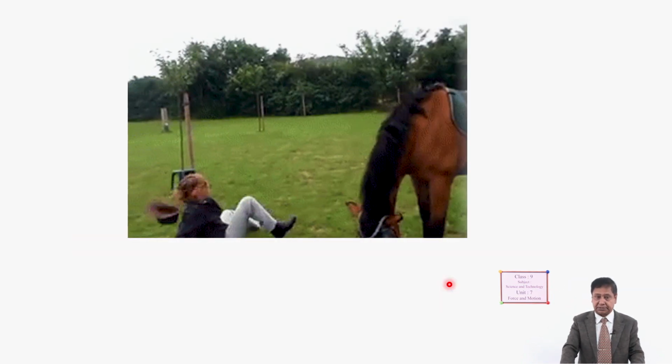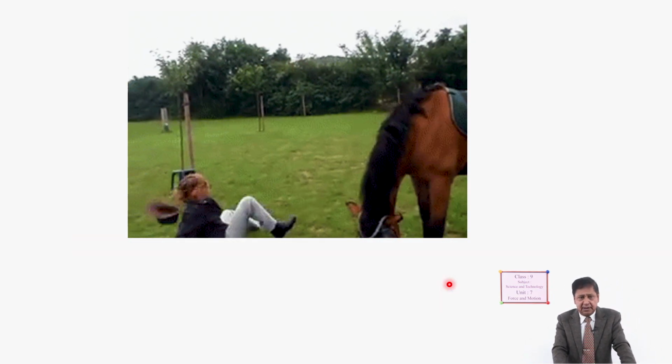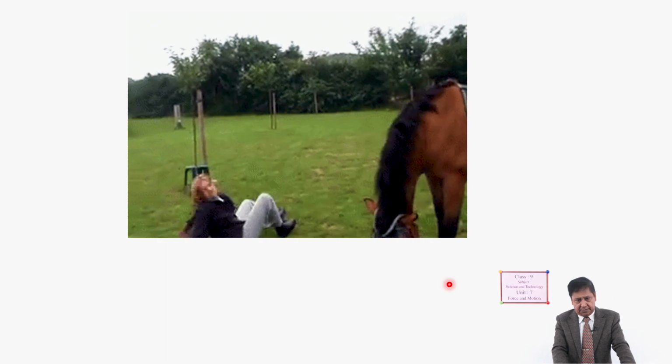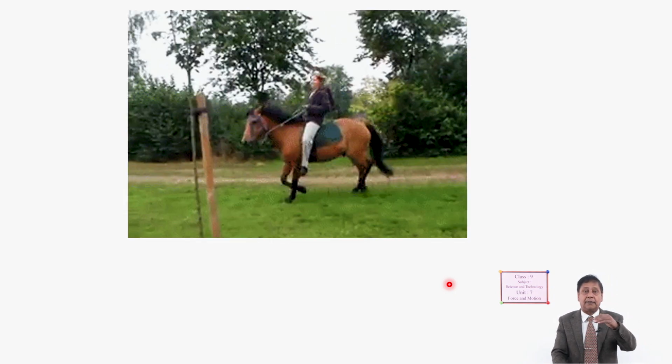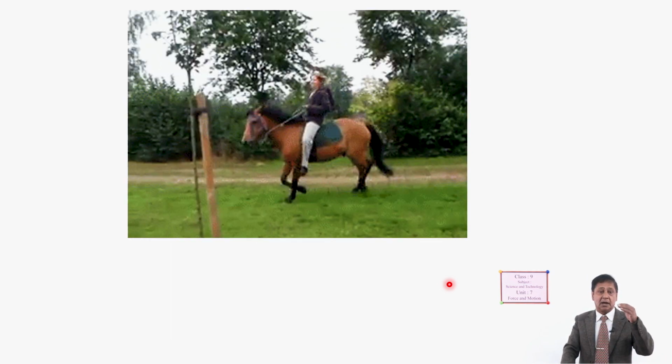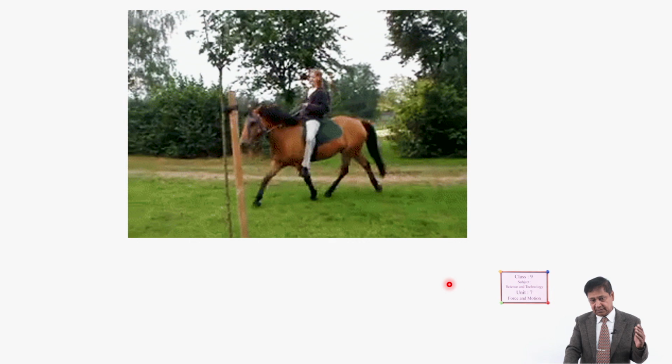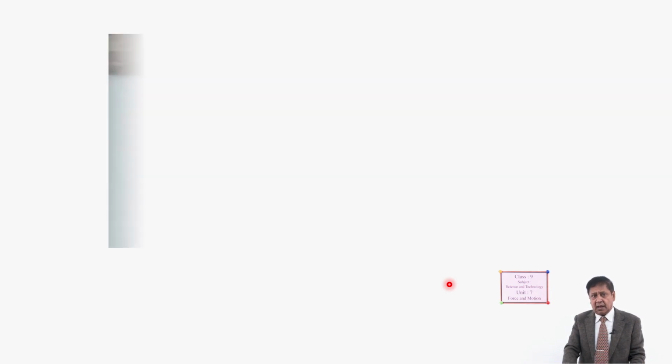Okay, now next look at this. A rider is riding a horse. Both of them were in motion, but all of a sudden when the horse stops, then because of the tendency of the continuation of the motion, the rider, the girl, fell down, because her body has the tendency to continue the state of motion. That's why she fell down. This is inertia.